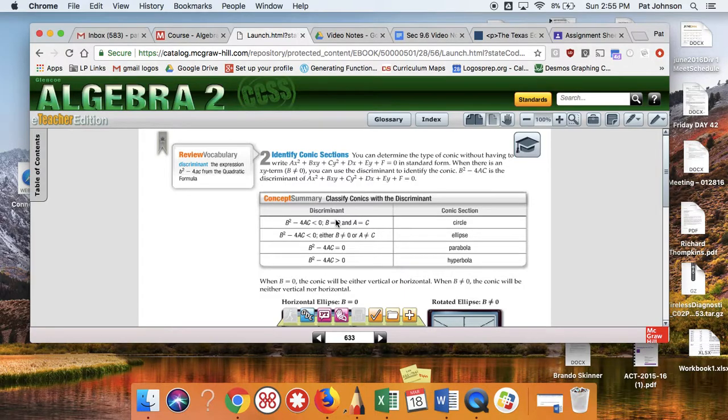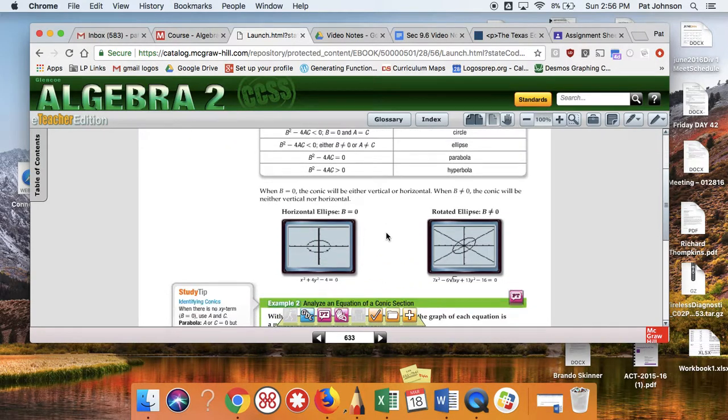How do you know? Well, to be a circle, b has to equal 0, and a and c have to be equal. So these two coefficients have to be the same. If one of these cases is not true, then we have an ellipse.